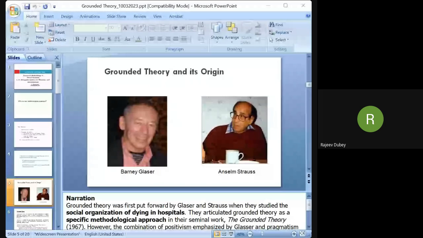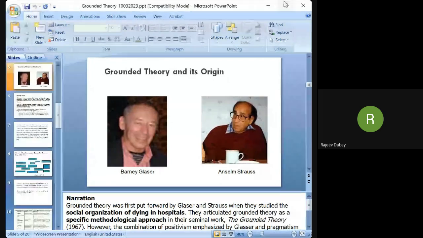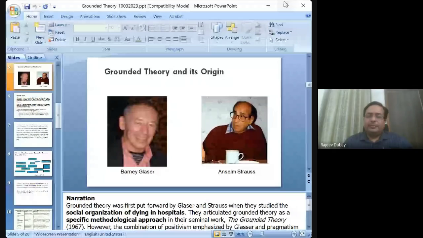Now, Glaser and Strauss faced a similar sort of situation when they were studying the social organization of dying in a medical setup. And they articulated grounded theory as a specific methodological approach in their seminal work, The Discovery of Grounded Theory, which appeared in 1967. It actually incorporated Glaser's emphasis on positivism, and pragmatism was emphasized by Strauss.